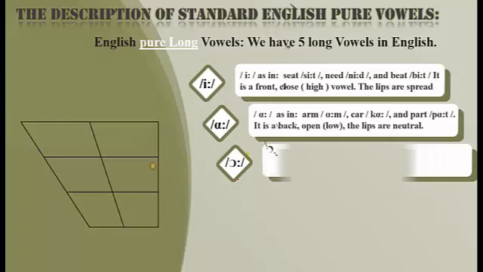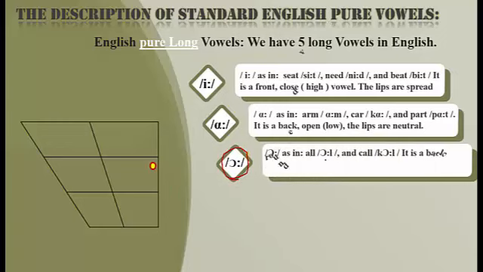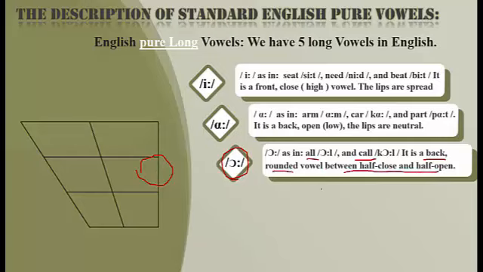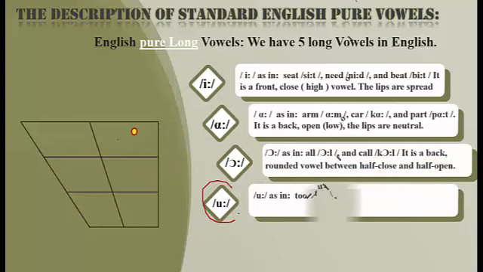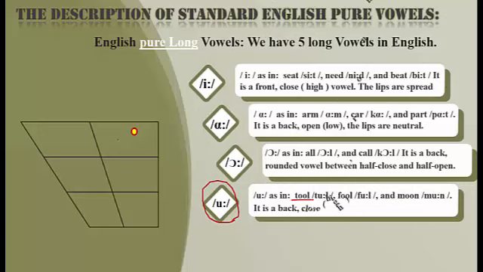This symbol here refers to the O sound, as in all and call. Judging from its position in the figure, we can confidently say that this is a back vowel between half closed and half open tongue height. The lips have a rounded shape. Next on our list is the oo sound, as in tool, fool, and moon. And this one is a back closed vowel in which the lips are rounded in shape.